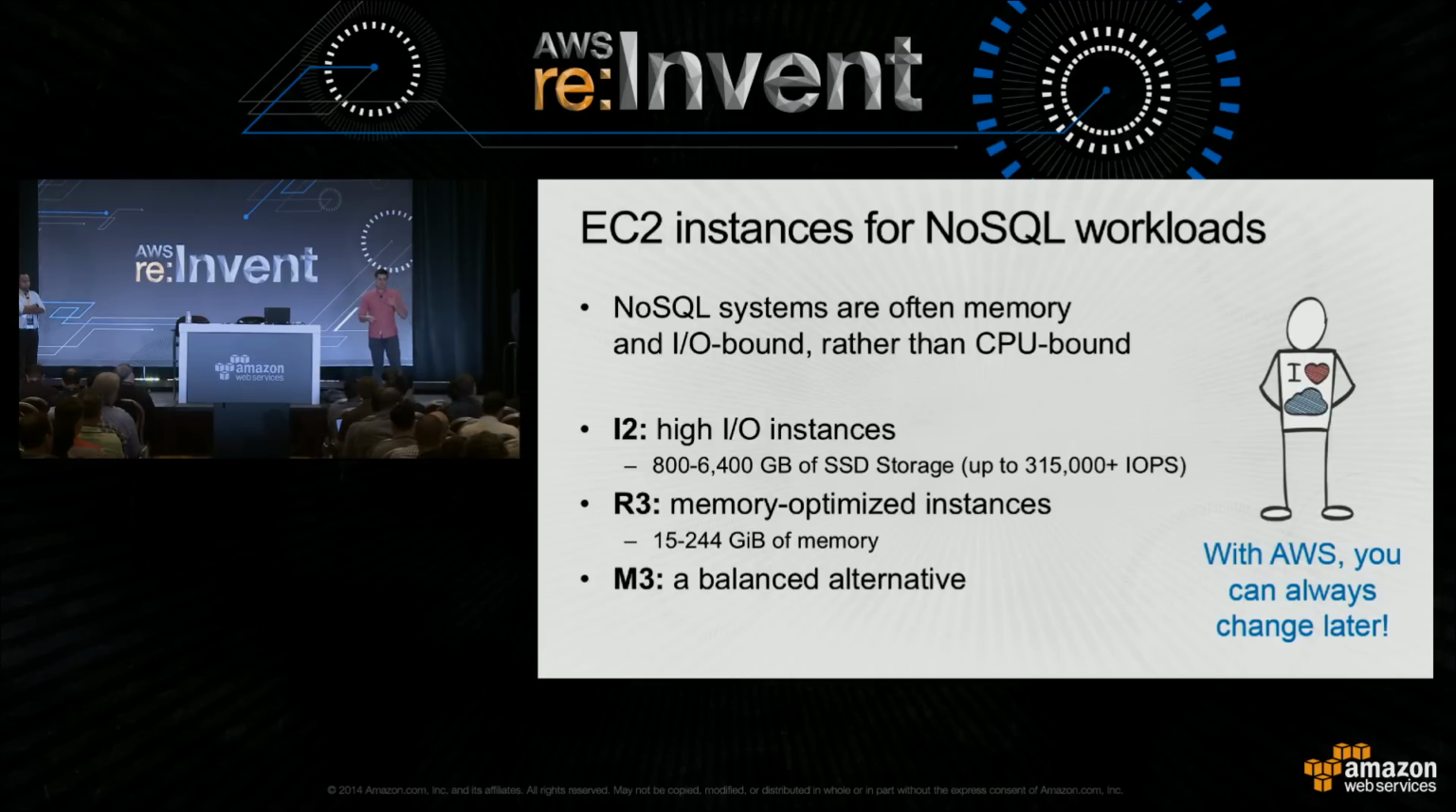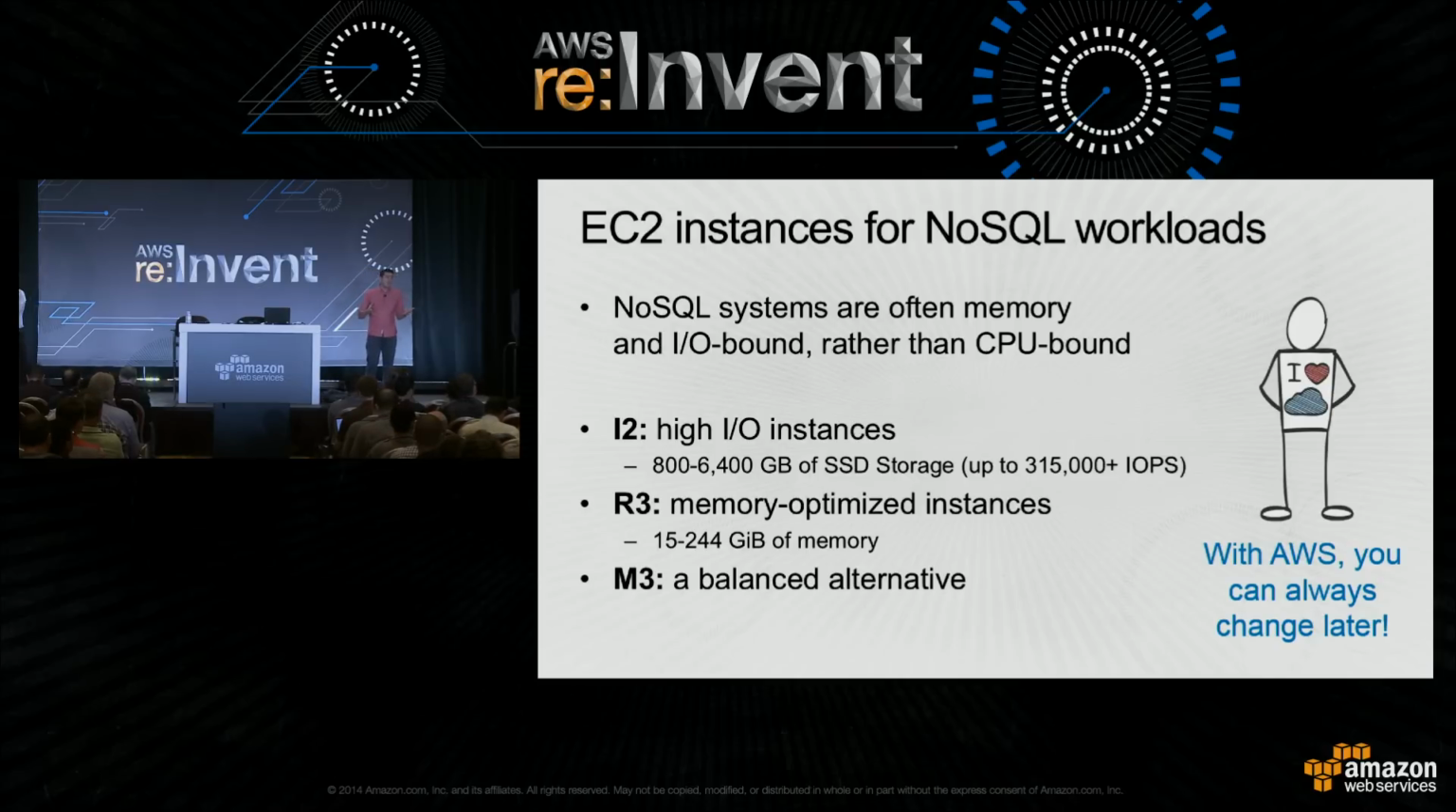And so that action of persisting data to disk can become the bottleneck. So high-performance storage is an extremely important characteristic of any high-performing NoSQL database. So that's why an I2 is great. It's meant for really high-performant SSD operations, really fast storage attached to these instances.